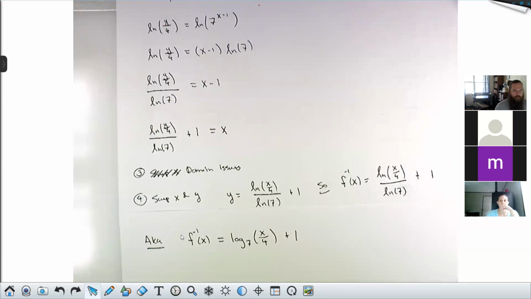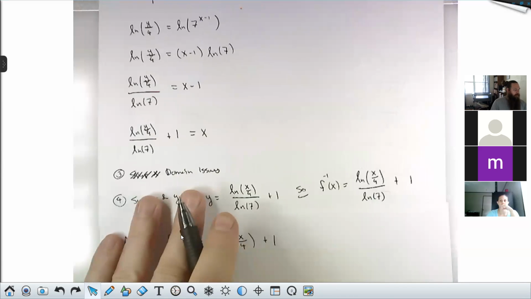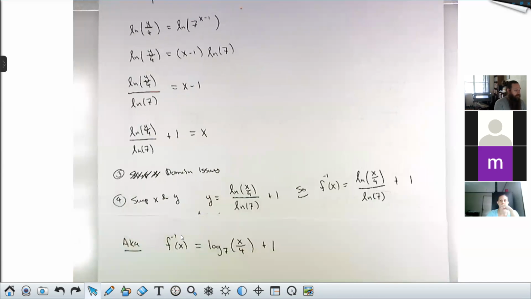On the exam or on the final, if showing that the function is one-to-one is a part of the problem, like you're required to do that, then it will say so explicitly. I wouldn't say find the inverse of a function that's not one-to-one. I'll either say, show this is one-to-one and find the inverse, or I'll tell you, you can assume this is a one-to-one function and find its inverse, something like that.